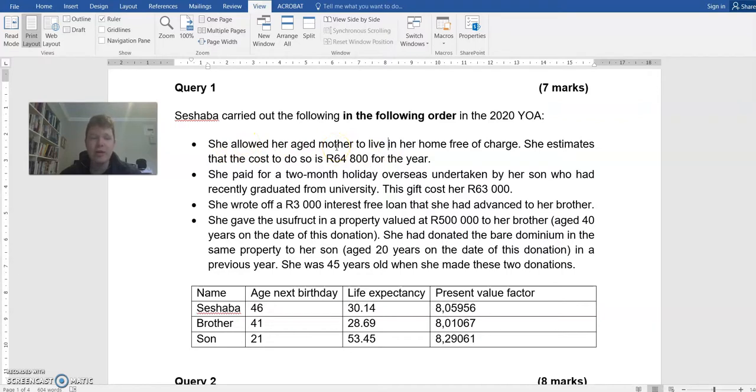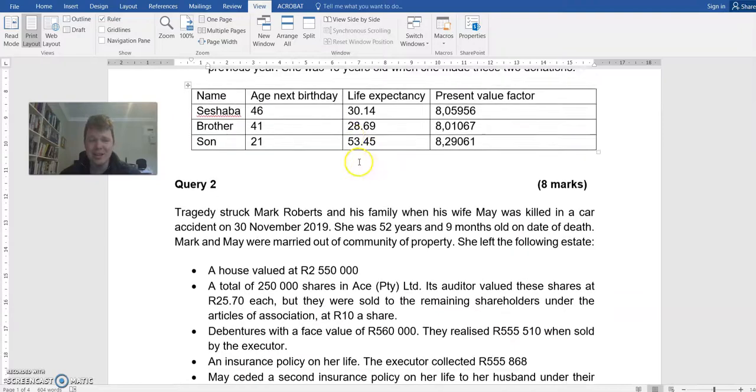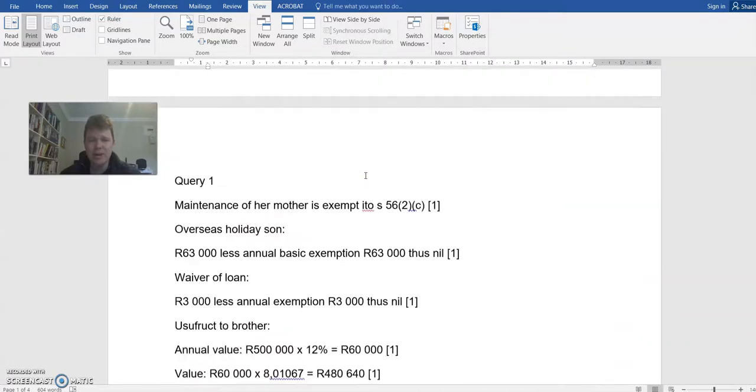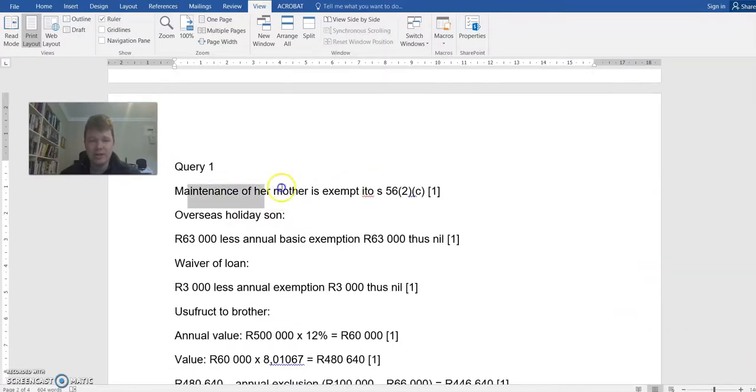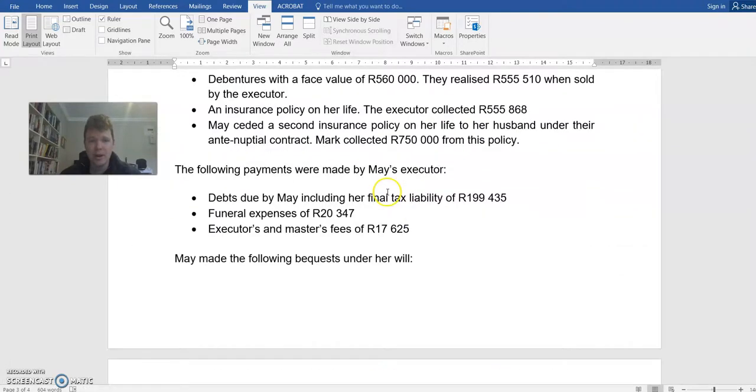The issue here, though, is that this is definitely a donation for maintenance. And you know that any donation for maintenance is going to be exempt. So for query 1, the first part, maintenance of the mother, is definitely exempt due to maintenance, okay?